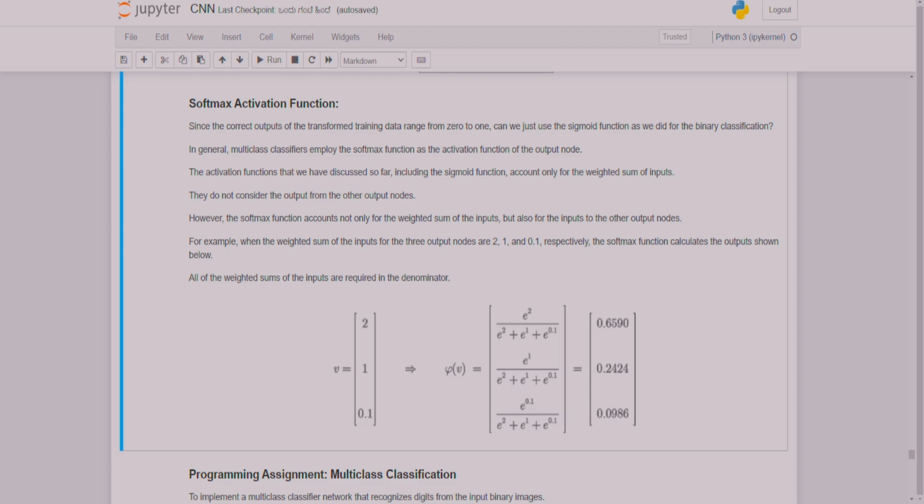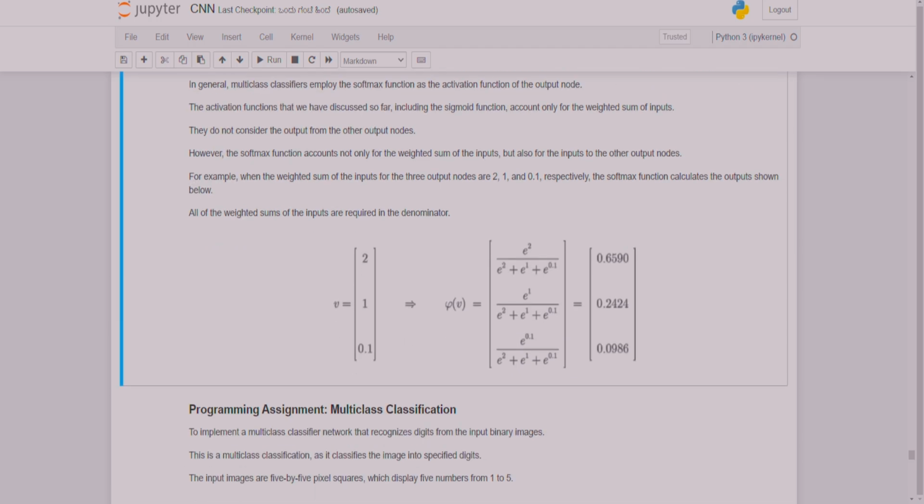But here you see the equation. For the first neuron's output, it is e to the power of that value, divided by the denominator. All three are using the same denominator. In the sense, the values of other neurons are also being considered. See, e to the 1 and e to the 0.1 are the other neurons' responses, and e to the 2 is the current one. Now you see what output we get.